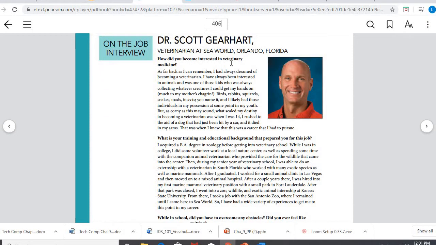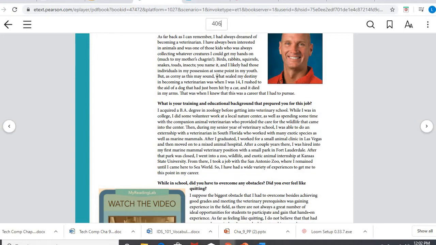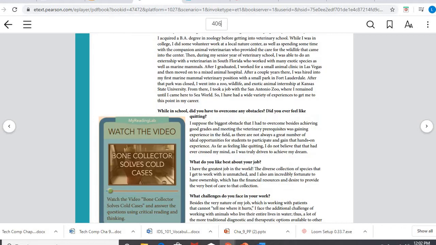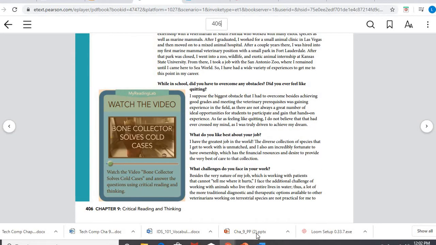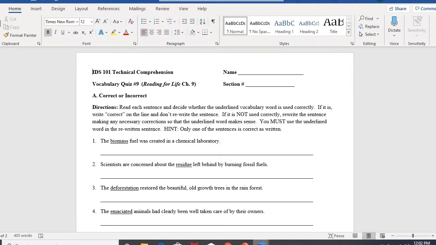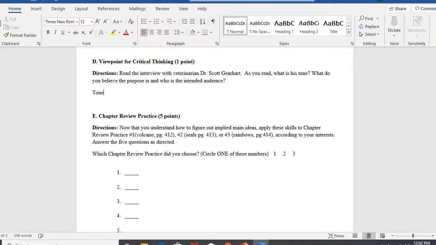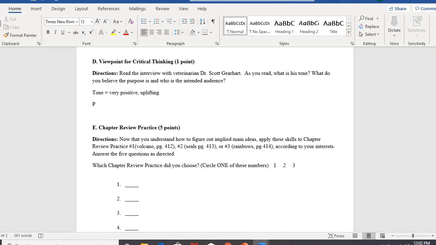If you look, it talks about how he's always dreamed of becoming a veterinarian. He couldn't wait to do this stuff. He couldn't wait to get his hands on all these different creatures. And while he's had obstacles, he has the greatest job in the world. So we would say his tone is very positive, maybe even uplifting. He feels very strongly, positively toward his overall career.